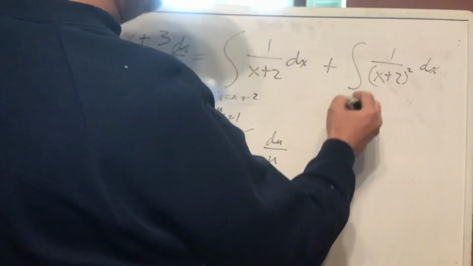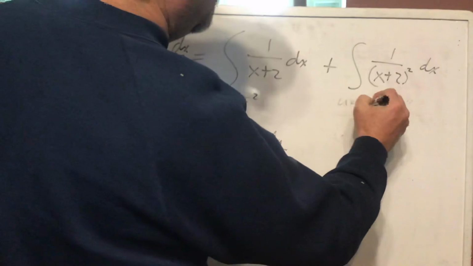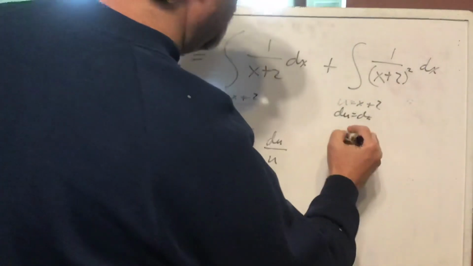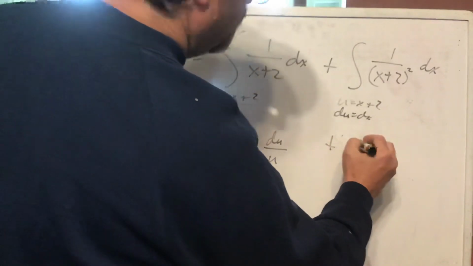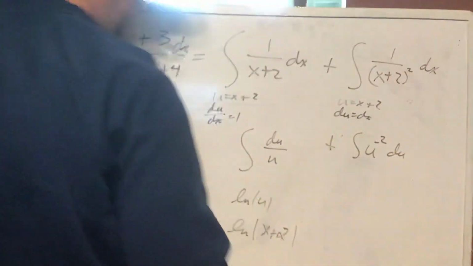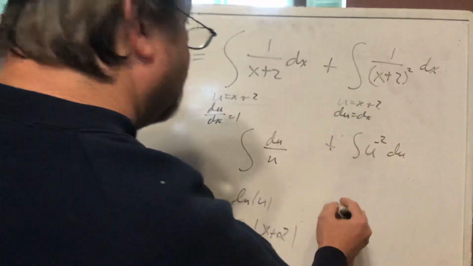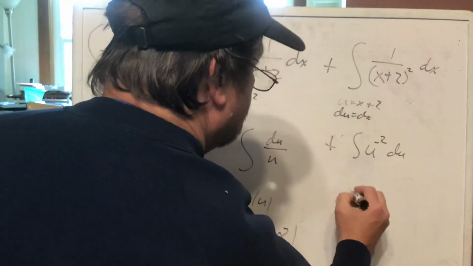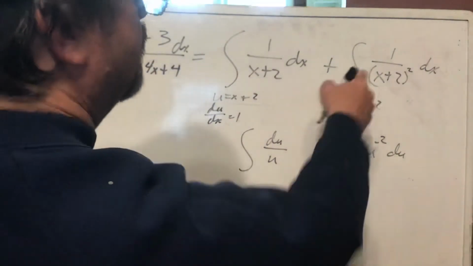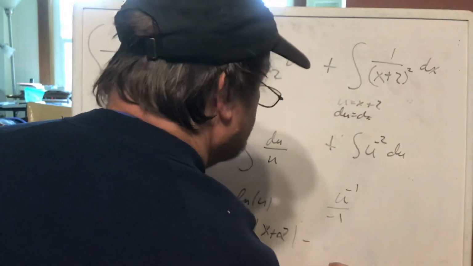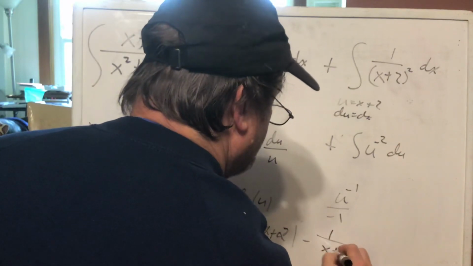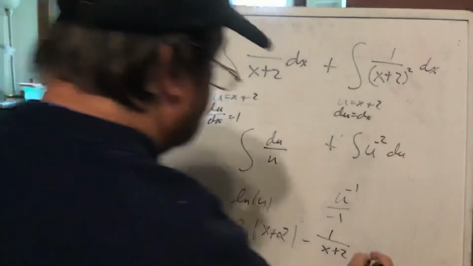Over here, we let u equal x plus 2. Du is still dx, same substitution we did over here, but now that integral becomes plus the integral of u to the minus 2 du. We raise the power by 1 and divide by it. That gives us u to the minus 1 over negative 1. And u is x plus 2, so that's minus 1 over x plus 2. Bring the sign from there, and then just rewriting this as that. And then, of course, plus c.